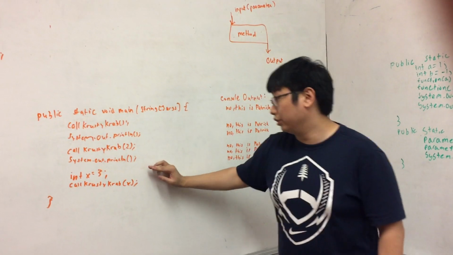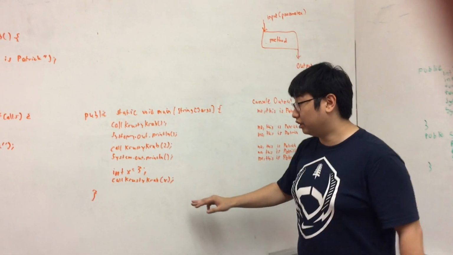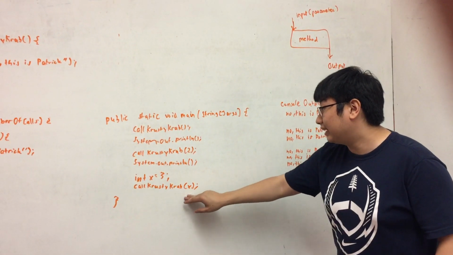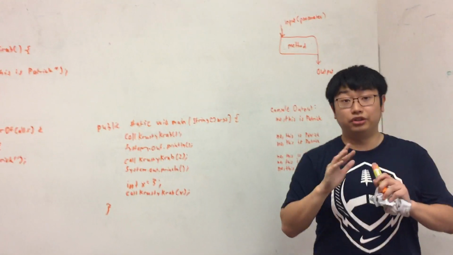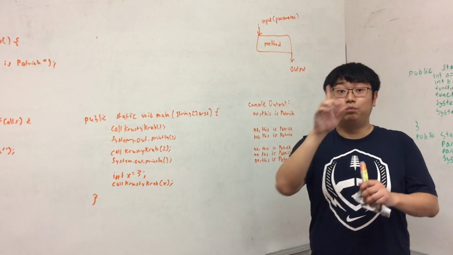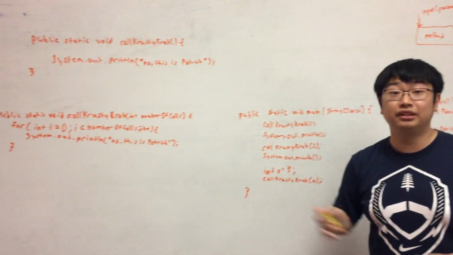And then after that, we're going to initialize a value of x, which is equal to 3, and we're going to pass in x as our argument for call Krusty Krab. Now, what do you think this method is going to do? What it does is it's going to print out notice as Patrick 3 times.